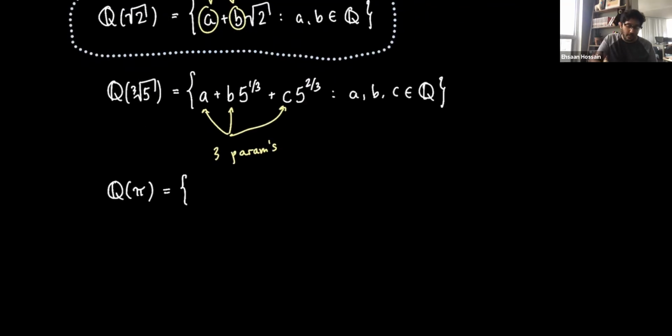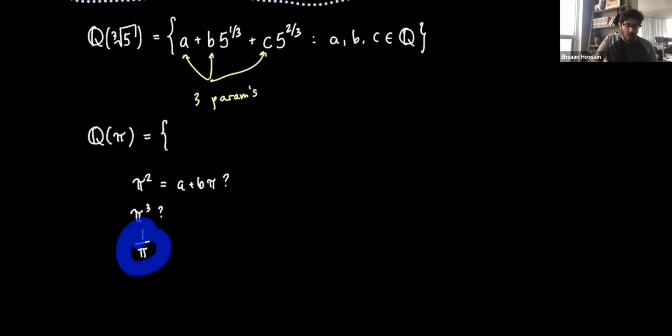A plus b pi. What about pi squared? Can you write that as a plus b pi? What about pi cubed? What about 1 over pi? How can I write that out? Yeah, actually, that's a good one. How do I write 1 over pi?